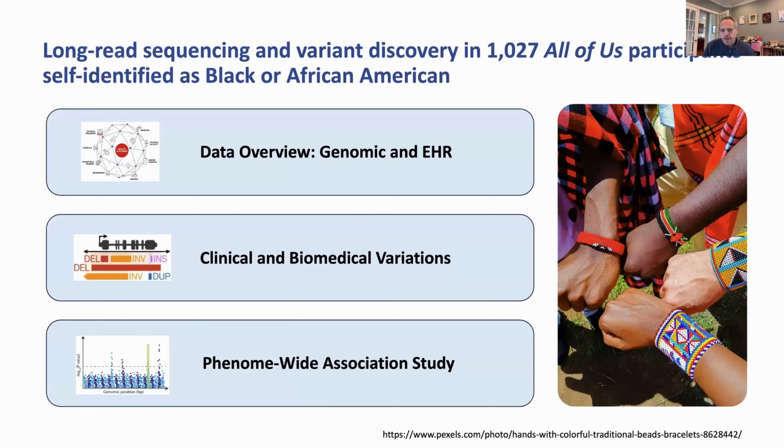And then moving forward here, the story I'm really going to tell you is about our so-called phase 1 effort, where we have sequenced 1,027 All of Us participants who are self-identified as Black or African American through the All of Us program here.